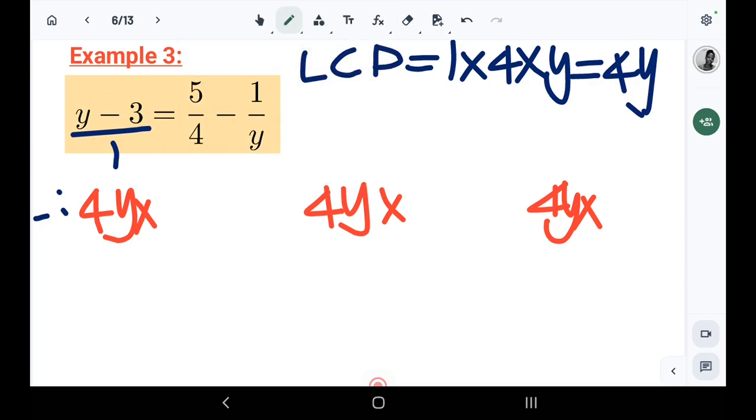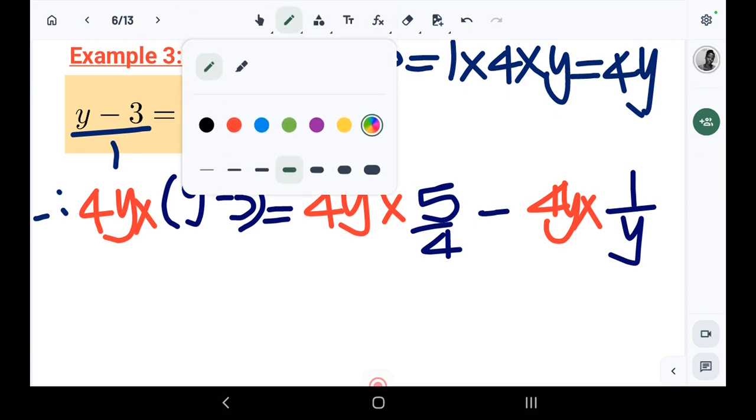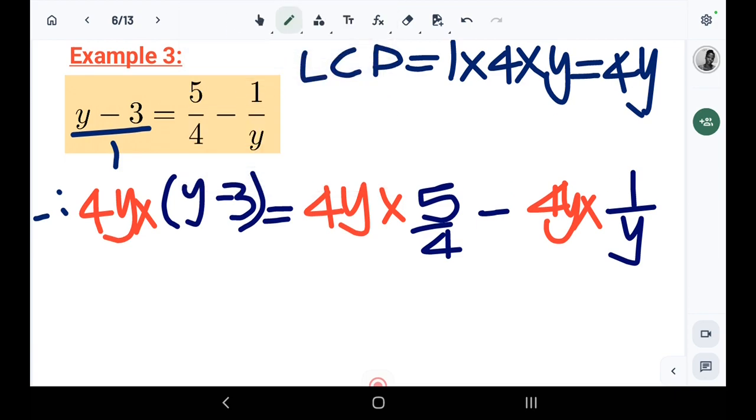Alright, now let's go. Now you go, that is y minus 3 equals to, that is 4 over 5, so the 5 over 4, 5 over 4, and that is minus 1 over y. Alright, now we simplify. How do we simplify? The 4 here cancels with that 4. The y cancels with that y. They all give you 1. 4 goes into 4 once, y goes into y once, and all that. That's how you get that.